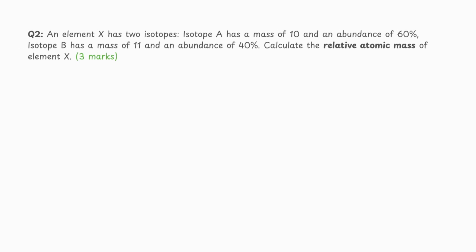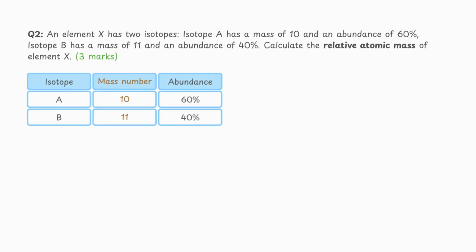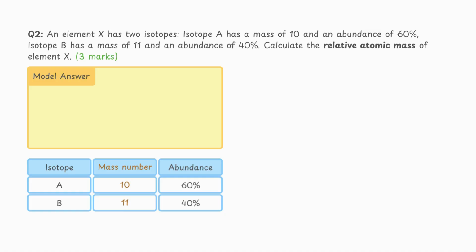Now let's move on to question number 2. We're told that element X has two isotopes. Isotope A has a mass of 10 and an abundance of 60%. Isotope B has a mass of 11 and an abundance of 40%. The question asks us to calculate the relative atomic mass.